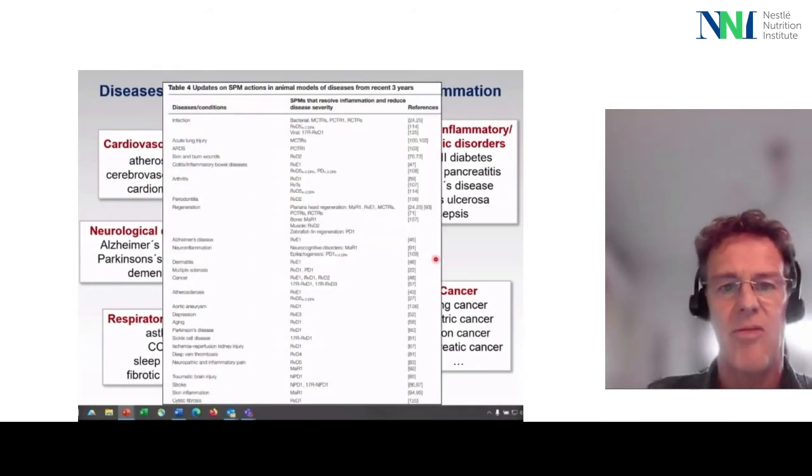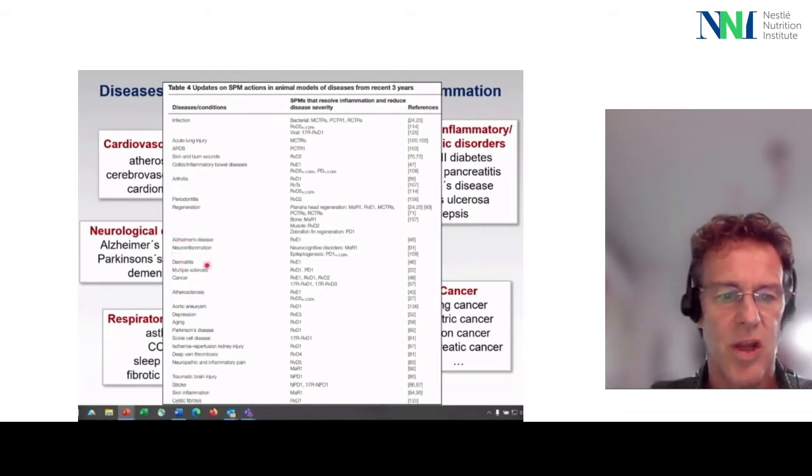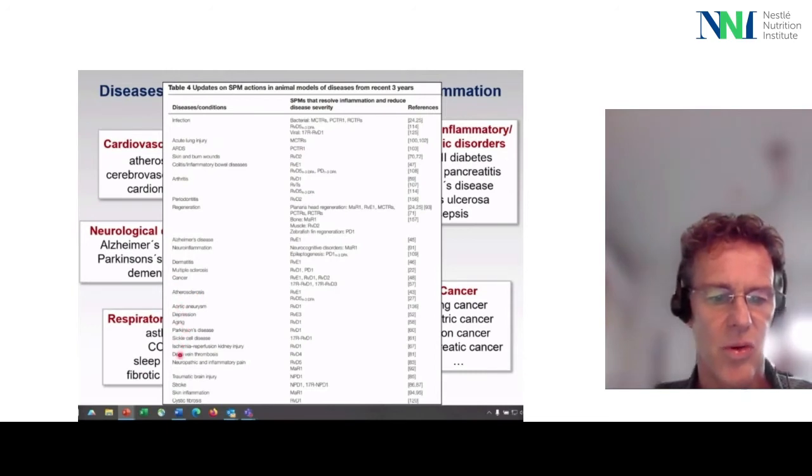In fact, there have been numerous studies only within the last few years in animal models addressing infection, acute lung injury, skin burn wounds, colitis, arthritis, periodontitis, Alzheimer's, neuroinflammation, dermatitis, multiple sclerosis, cancer, atherosclerosis, depression, Parkinson's, and so on. And here these mediators have been successfully applied in these systems.